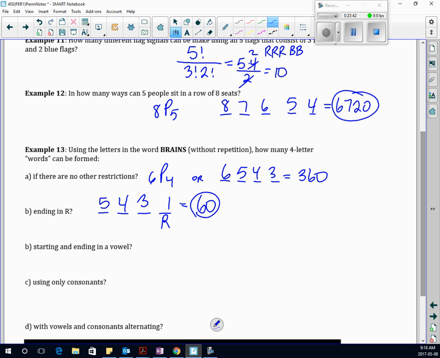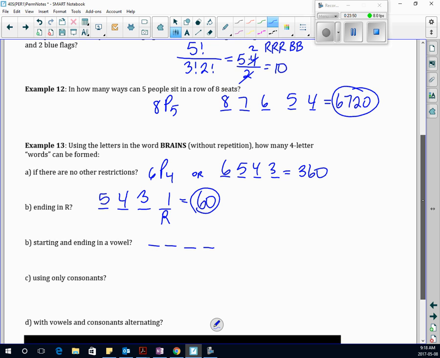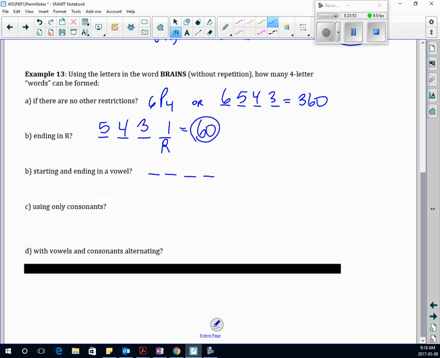What about starting and ending with a vowel? So again, restrictions means I have to use blanks. How many vowels do I have? I have 2. So it has to be an A or an I, and then this would be an A or an I. So if I make that choice first, I either have the choice of the A or the I, and then whatever's left over goes there. Does everybody see? And then how many letters do I have left to choose for the rest? 4, then 3. So then that would be 24.